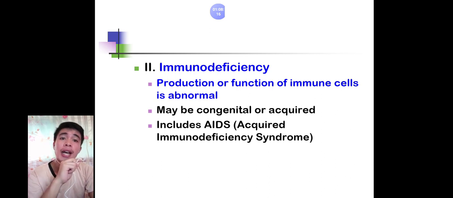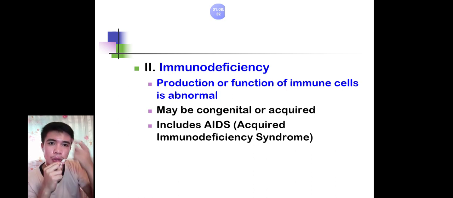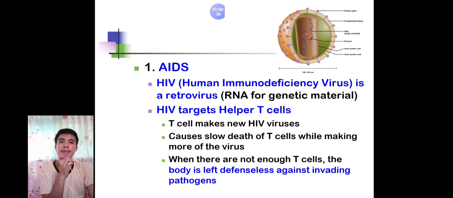Immunodeficiency is when the production or function of immune cells is abnormal. So that is what we call immunodeficiency. It may be congenital or acquired, and includes AIDS, acquired immunodeficiency syndrome. So AIDS is caused by a virus without a cure.